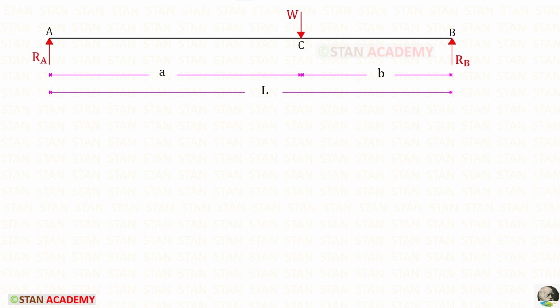Hello everyone. Today we are going to analyze a simply supported beam when it carries an eccentric point load W. Let us keep the left end as A, right end as B, and the point under the load as C. Let us keep the distance between A to C as a and C to B as b, and let us keep the span of the beam as L.